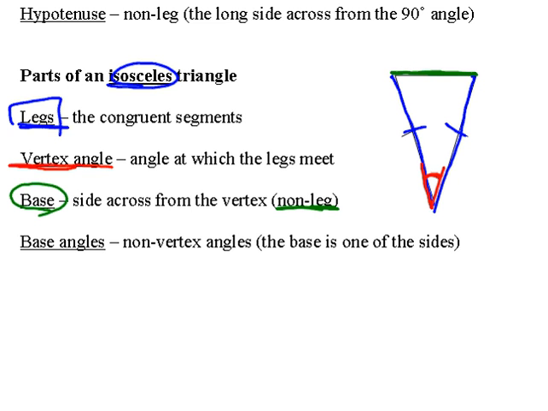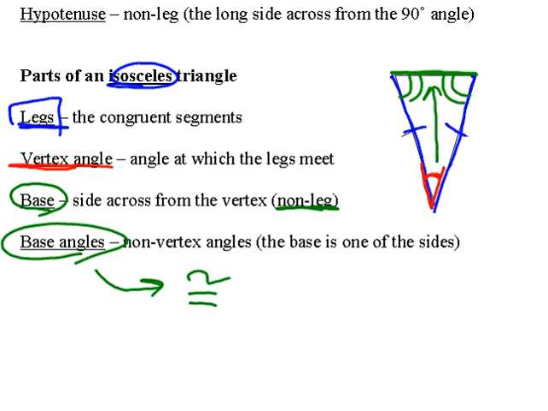Now notice the base does not have to be at the bottom, it's just across from the vertex angle right there. And the base angles are these 2 angles right down here. And we're going to find out later, base angles are going to end up being the same. And those are the basics of triangles.